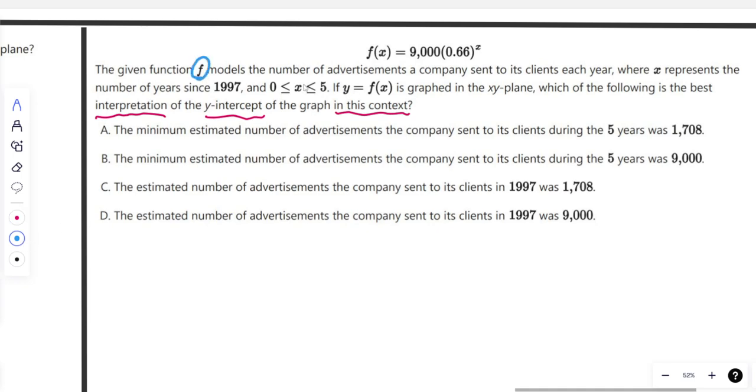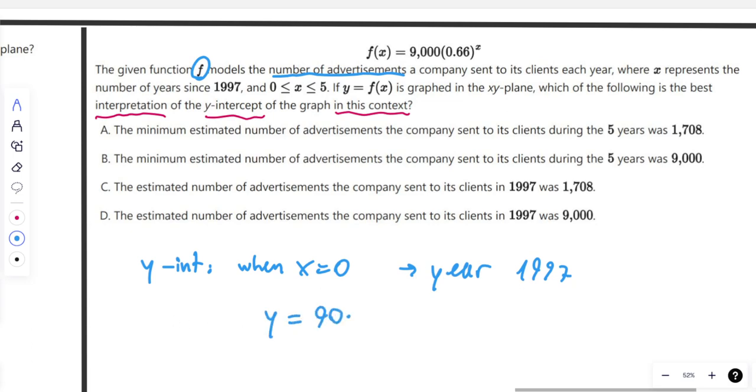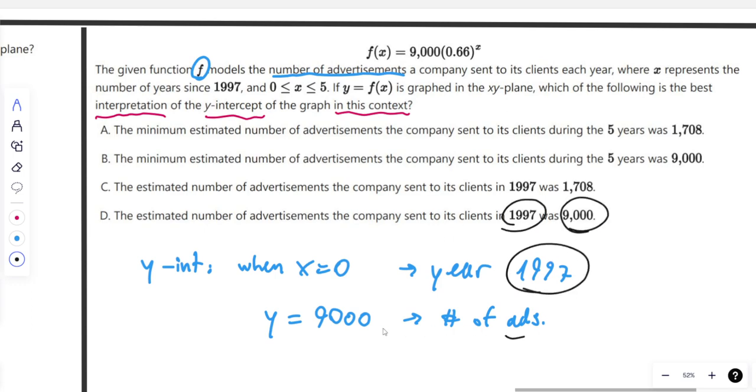But what I know is that if f is the number of advertisements, then the y-intercept is when x is equal to 0. X is the number of years since 1997. So that means we are in the year 1997. And then the y value would be 9,000. And we know that y is the number of advertisements. So I'm going to look for something that says the number of advertisements the company sent to its clients in the year 1997 was 9,000. And that's going to be answer choice D.